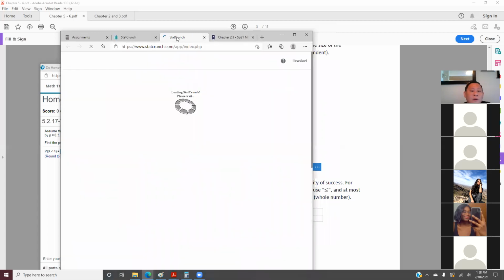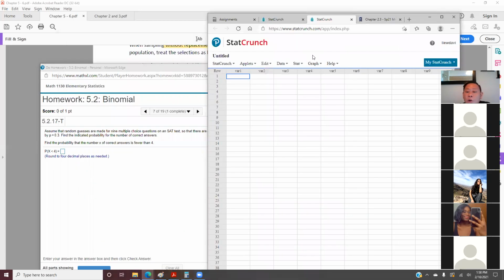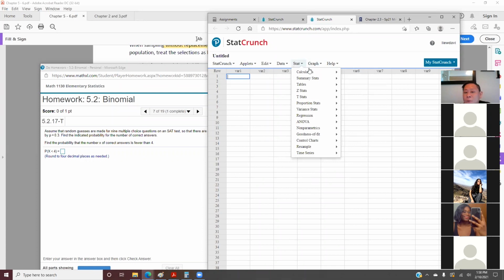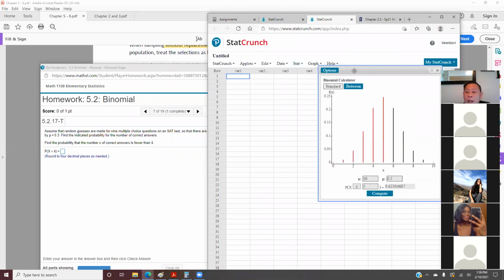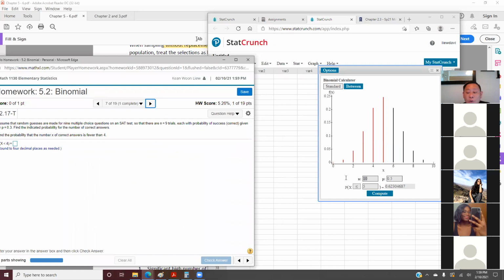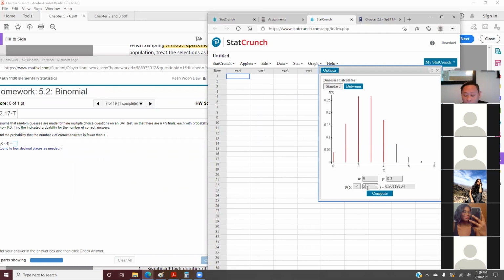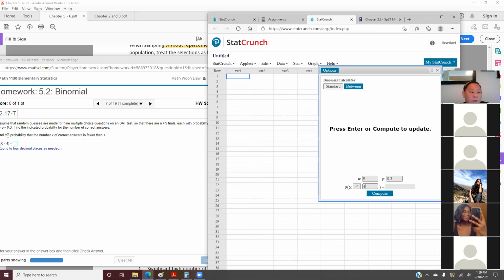So you open your StatCrunch. You go to stats, calculators. Remember last time we went to custom, but this time you go to binomial. Then they will ask you for N. If you read the question, what's the N? The N in this case is 9 trials. And the P in this case is 0.3, as in the question. You are looking for less than 4 because fewer means less. So less than 4.